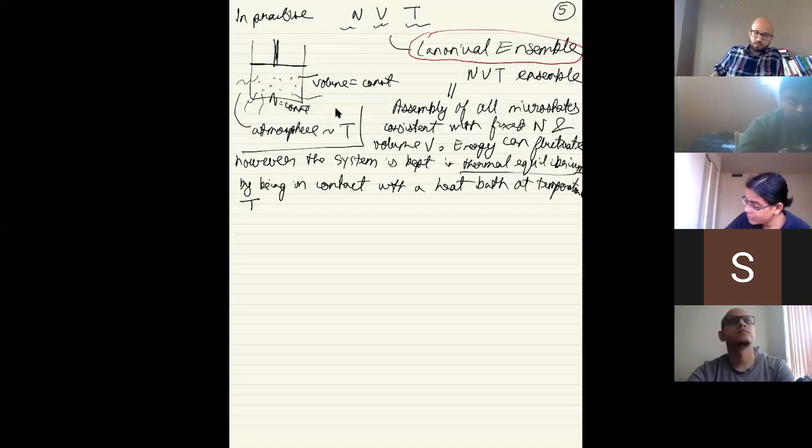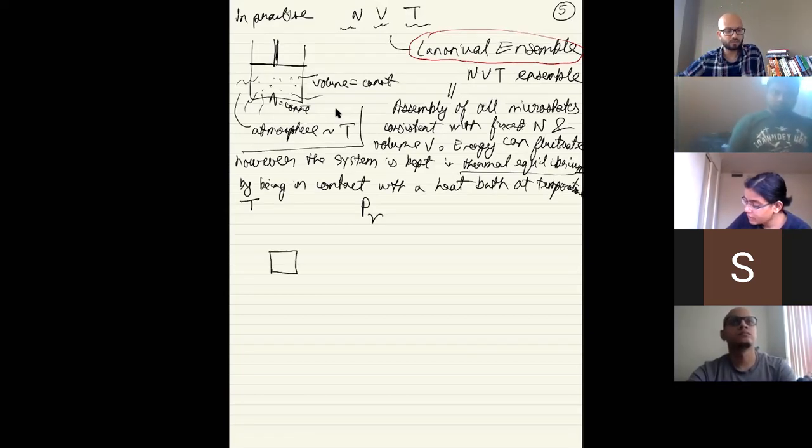And the question now is, what is the probability of a given microstate, because we are now allowing the energy to fluctuate, right? So let's draw how this will look. We can imagine that, let's say, this is one copy of the system.